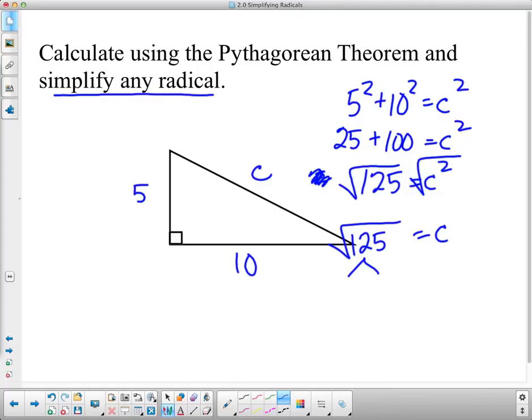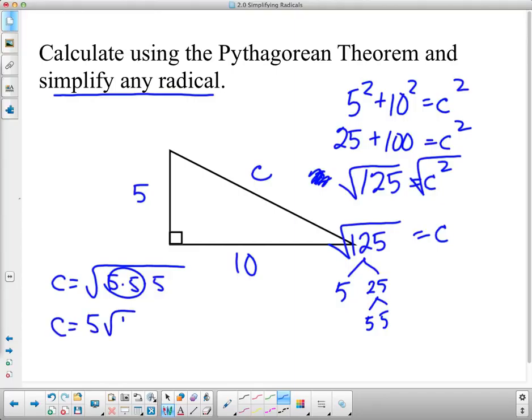Okay, 5 times 25, and that's 5 times 5. So 3 5s. So I ran out of room. So C is the square root of 5 times 5 times 5. Pair it up. So C is 5 times the square root of 5. That's the exact value for C. Now, if you came up with 11 point something, that's a rounded approximation for it. Not the exact value. So we're going to use it in something like the Pythagorean theorem, trying to reduce it.